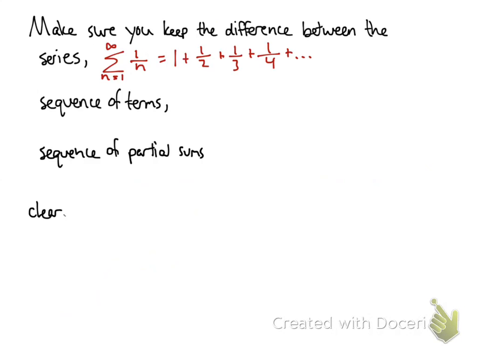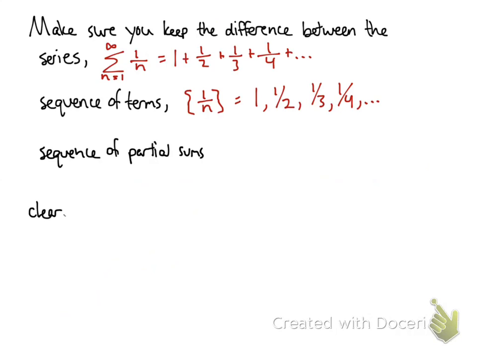Okay. The sequence of terms is those individual numbers you are adding. 1, 1/2, 1/3, 1/4, etc. Right, the sequence 1 over n. So just turn the pluses into commas, and you've gone from the series to the sequence of terms.